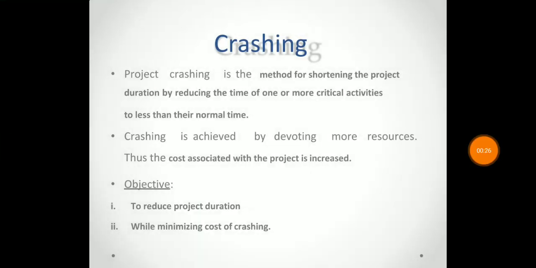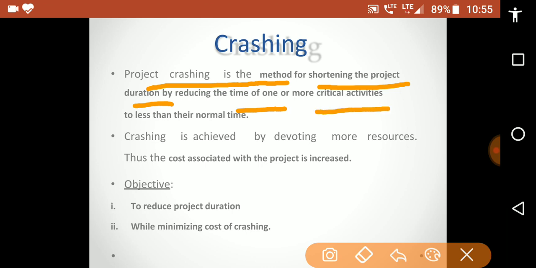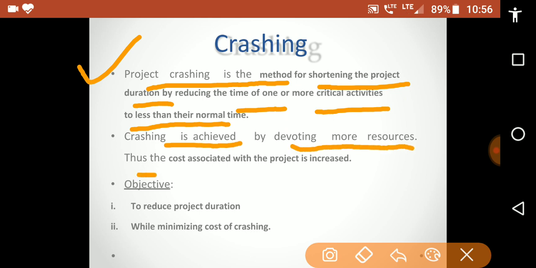So let us see what crashing is. Project crashing is the method for shortening the project duration by reducing the time of one or more critical activities to less than their normal time. So this is known as project crashing. Crashing is achieved by devoting more resources, thus the cost associated with the project is increased.